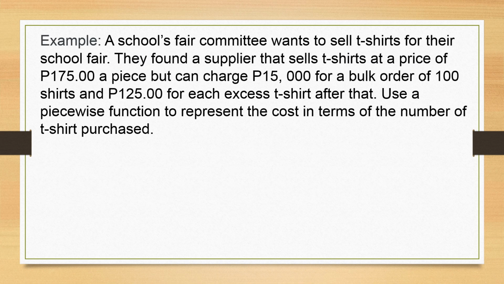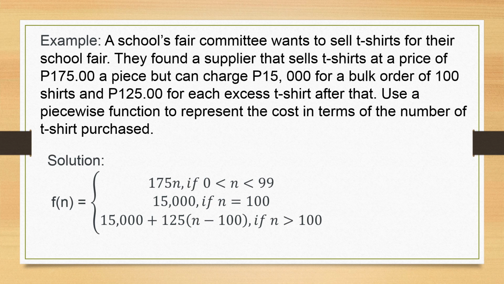Okay, the solution for this problem. We have n referring to the number of T-shirts purchased. In the first part, we have the first function 175n, if n is greater than 0 but less than 99. That is actually described in the first statement, that they found a supplier that sells T-shirts at a price of 175 a piece. Then secondly, we have 15,000 if n is equal to 100.